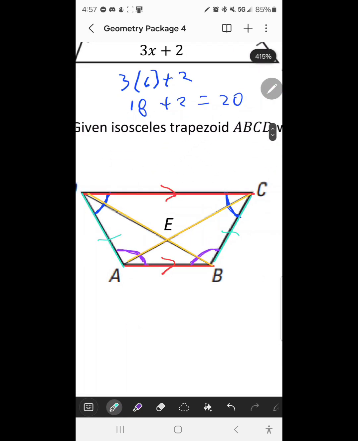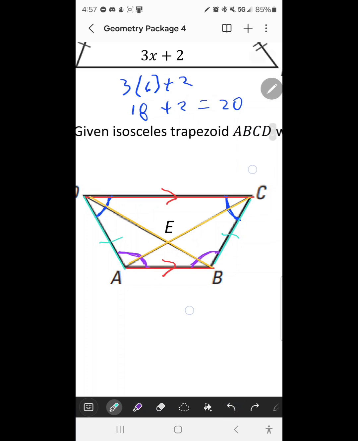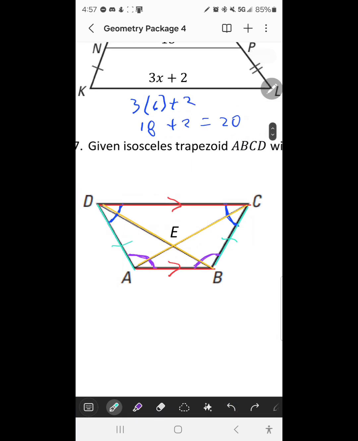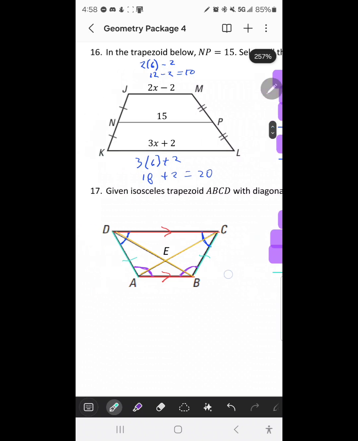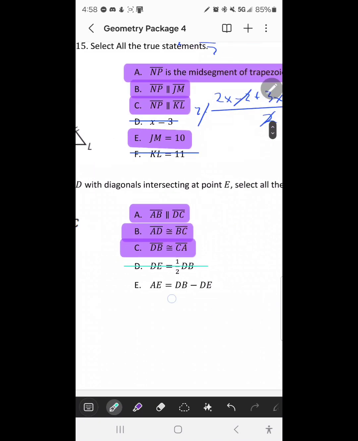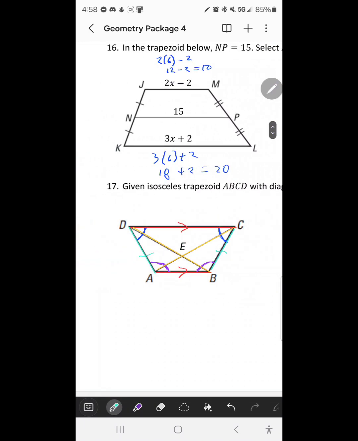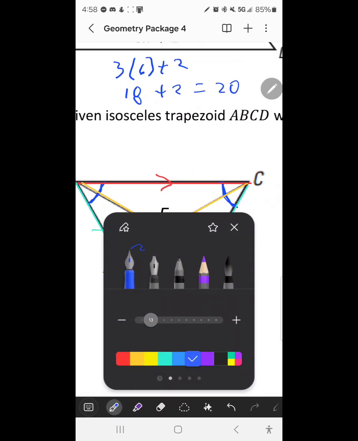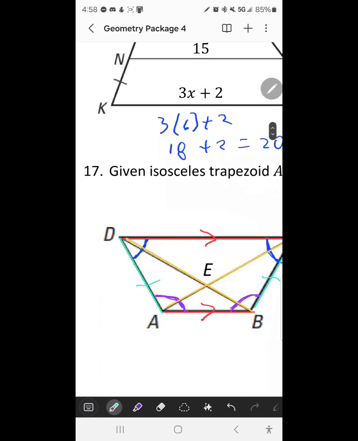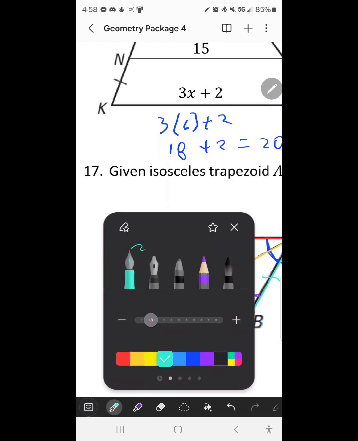This is easier to see by eye that they do not bisect each other. That's not a property of a trapezoid. So this is not true. They do not bisect each other. And then AE equal DB minus DE. Now, this is another thing that I didn't say. This is true because this portion right here, okay, I don't know what color to use right now.